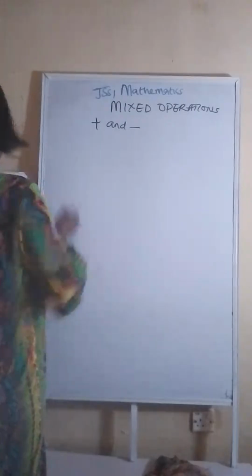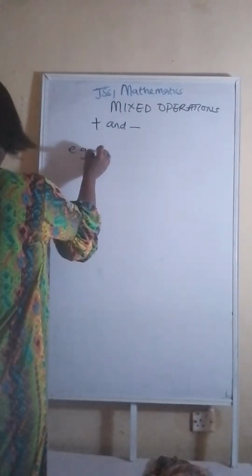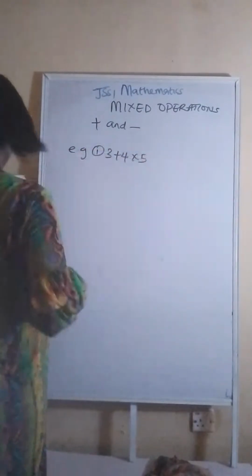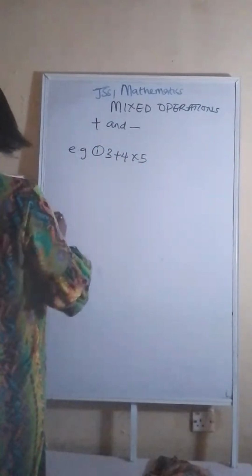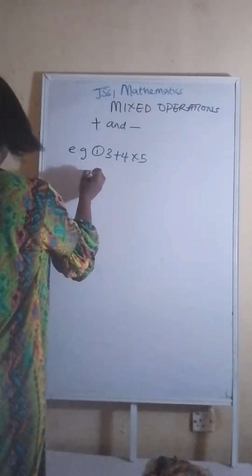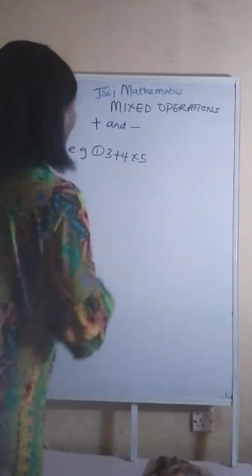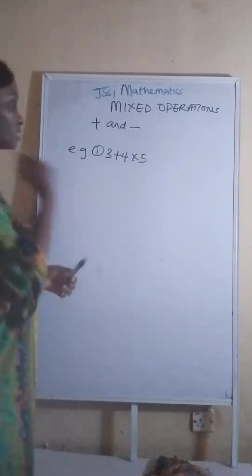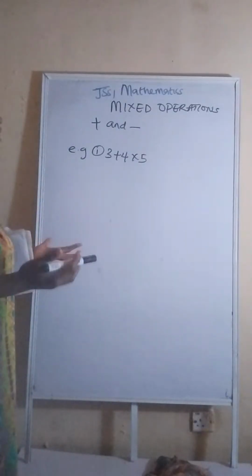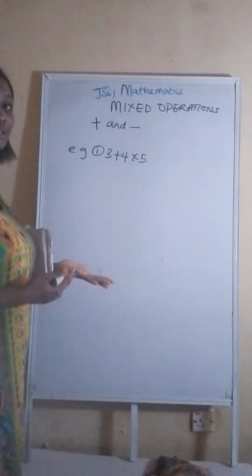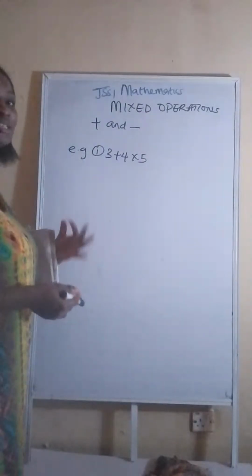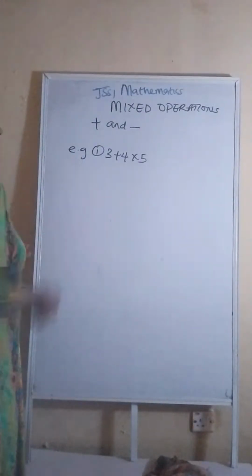solve some questions. For example, let's say we have 3 plus 4 times 5, okay? Let's say we have that. Okay, that's the question. So now look at this question. There are so many ways in which we can solve this question. Now BODMAS is not applied here. We have BODMAS, you know, the brackets, the indices, the division, the multiplication, the addition, and the subtraction. So it's not applicable here yet.